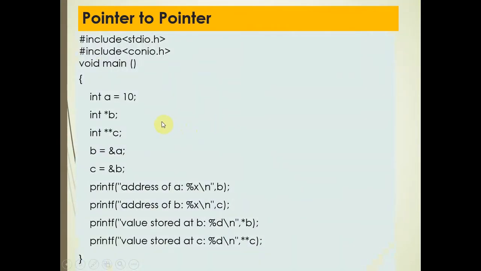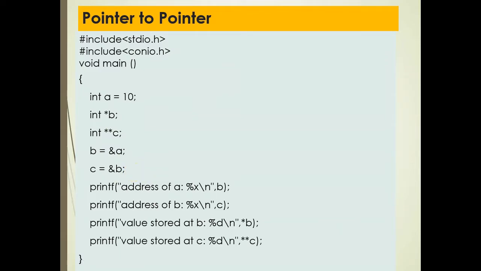Here, with the help of an example, I want to show you, as we have also seen in the previous lecture. You see the example here: a equals 10, there is one pointer variable, int star b, and another variable is c. It is a pointer to pointer variable because it is prefixed by a double asterisk. In this case, b contains the address of a and c contains the address of b.